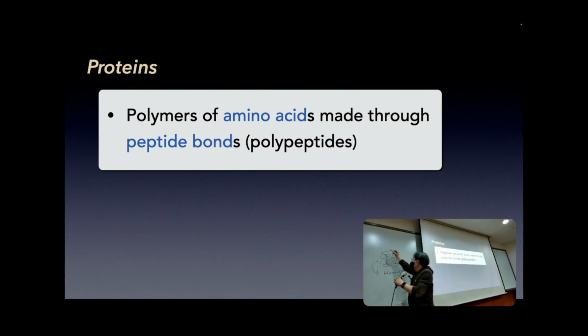Hemoglobin is made of 2 alpha and 2 beta polypeptide chains gathered together to assemble one functional hemoglobin protein. In this case, each part is one polypeptide.